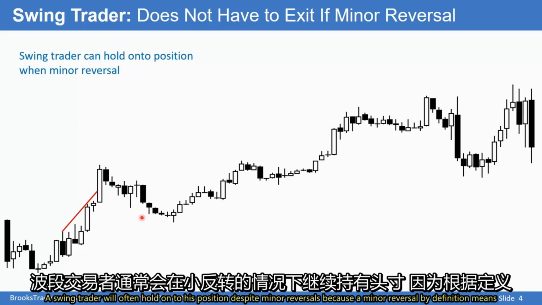A swing trader will often hold on to his position despite minor reversals, because a minor reversal by definition means that the trend has not changed. The trend is likely to resume.